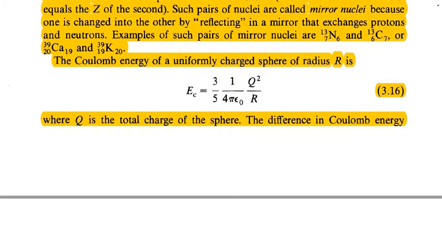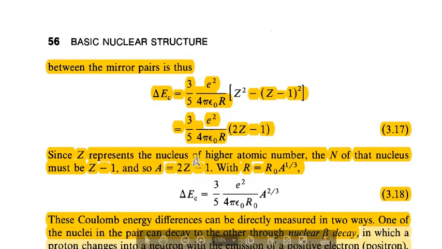Delta Ec is equal to 3 by 5 e square by 4 pi epsilon 0 r into 2Z minus 1. Since Z represents the nucleus of higher atomic number, the N of that nucleus must be Z minus 1, and so A equal to 2Z minus 1, with R equal to R0 A power 1 by 3.